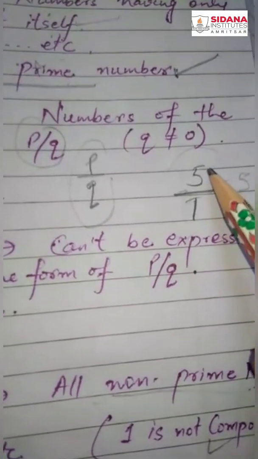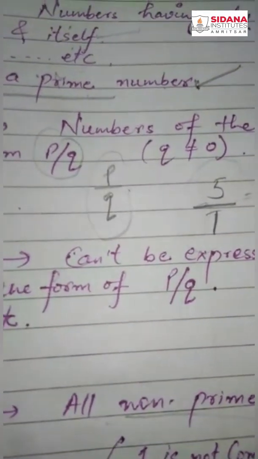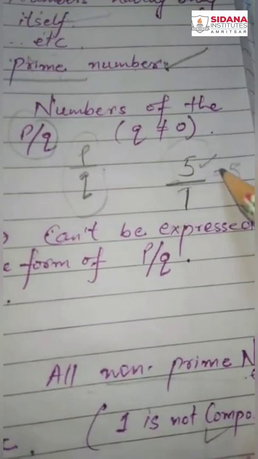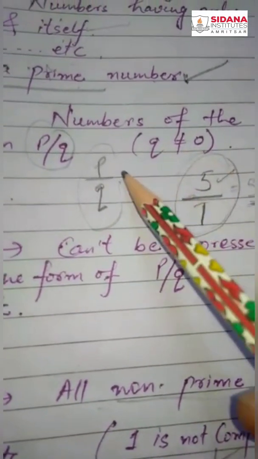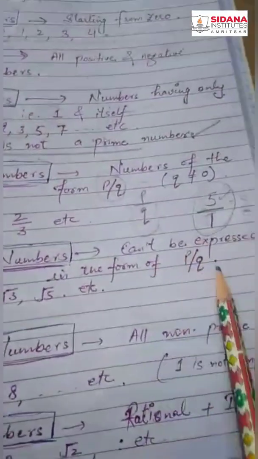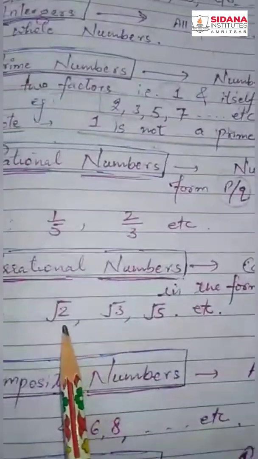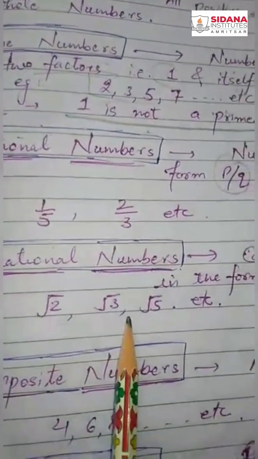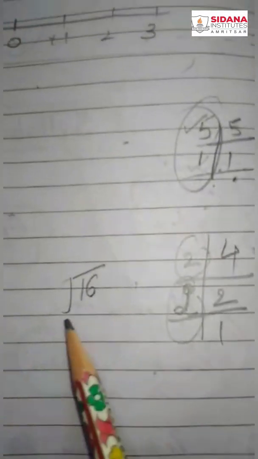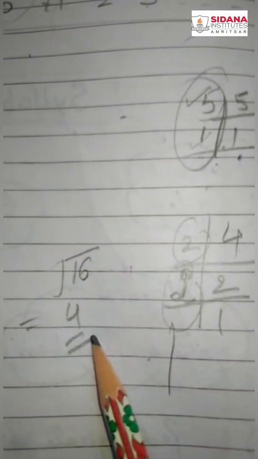So the natural numbers or normal numbers that we have without fractions, we can also express in the rational form, p over q. Which numbers are irrational? That cannot be expressed in the form of p over q. Suppose we have square root 2, square root 3. Now if you have square root 16, this is not irrational because we know the square root of 16 is 4. And what is 4? 4 is rational because it can be written in the form of 4 over 1.